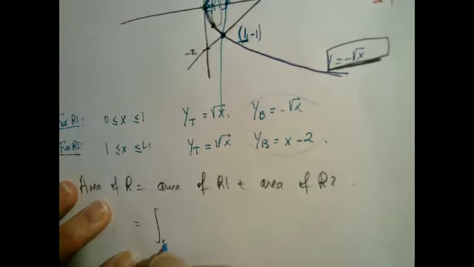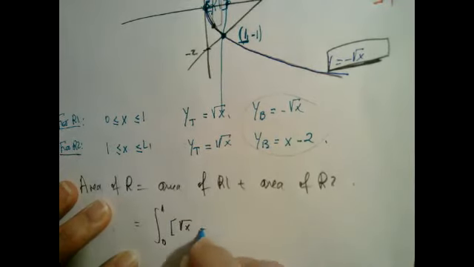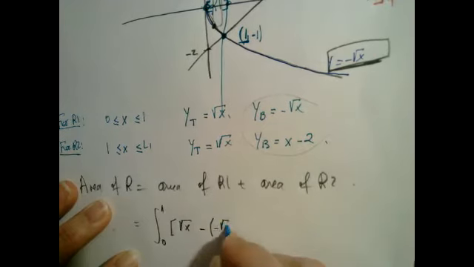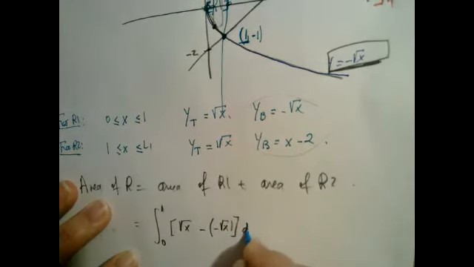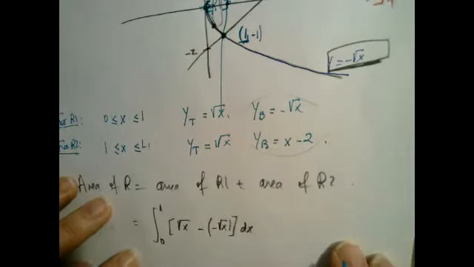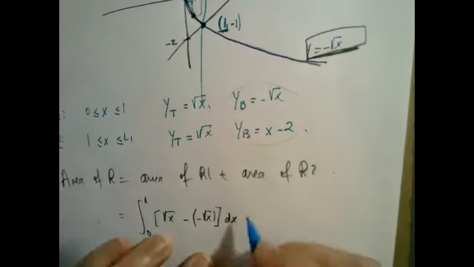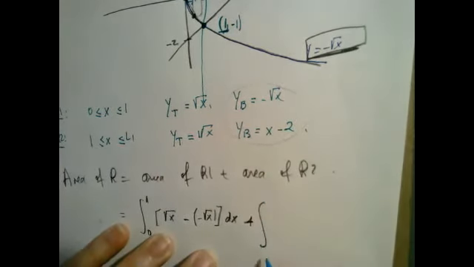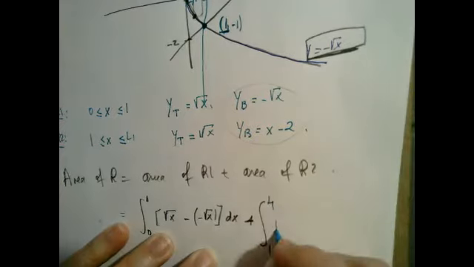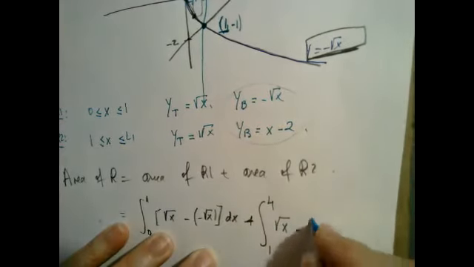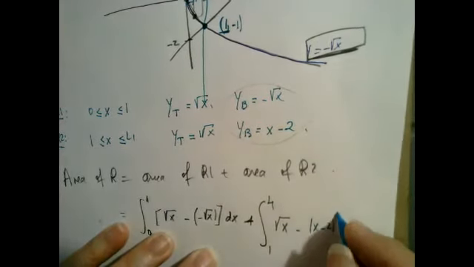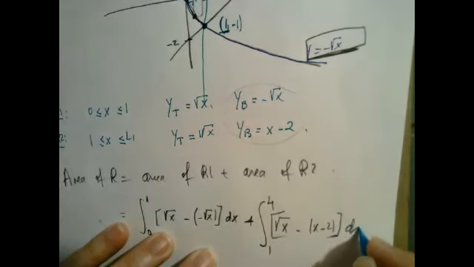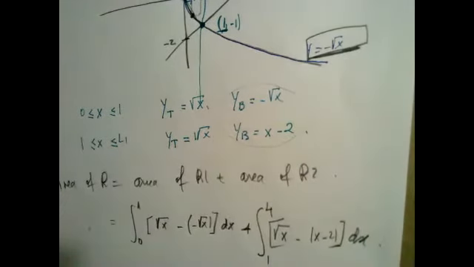The first one is the integral from 0 to 1 of my top curve minus my bottom curve. Don't be afraid of having minus the square root of x, because that's correct. Plus the integral from 1 to 4 of, this time, that's my top curve. My bottom is x minus 2. And then you evaluate both integrals, and you are done with the problem.